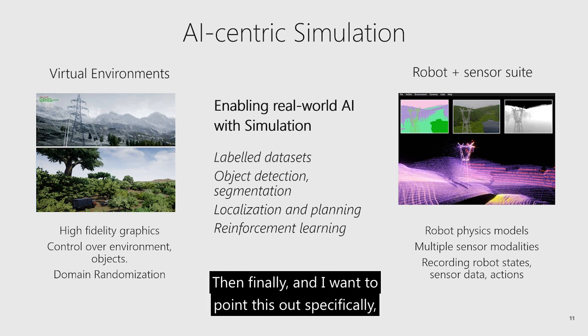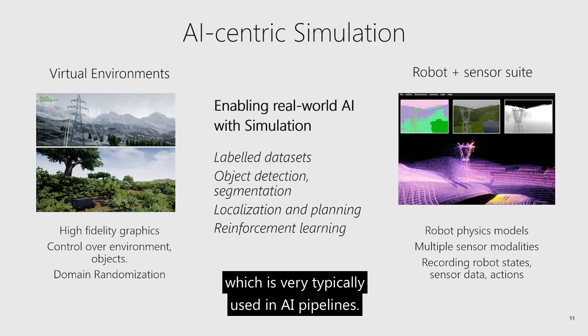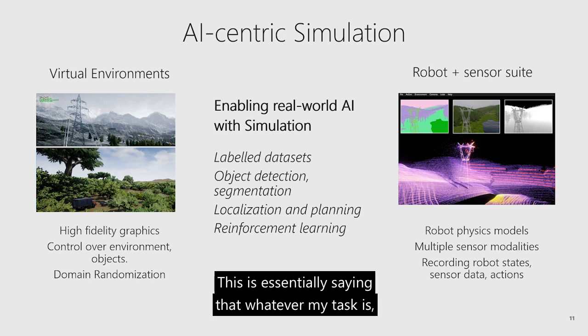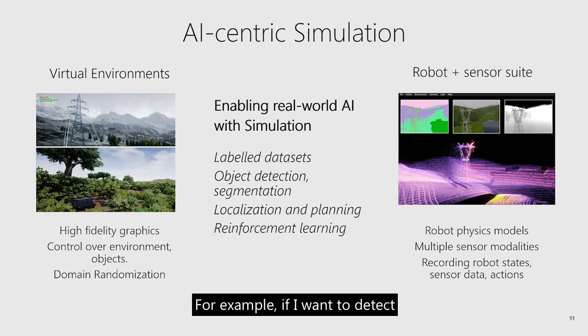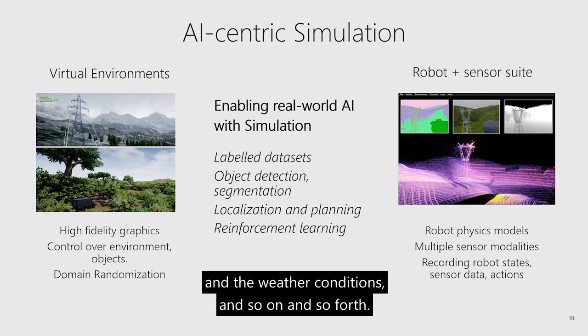And then finally, and I want to point this out specifically, there is a feature called domain randomization, which is very typically used in AI pipelines. This is essentially saying that whatever my task is, I want to learn this task in many different settings. For example, if I want to detect a pedestrian using machine learning, I should be able to detect the pedestrian no matter what the background is, right? So when I'm training my pipelines, I want to randomize the backgrounds and the lighting conditions and the weather conditions and so on and so forth. This is the randomization that AirSim lets you do.